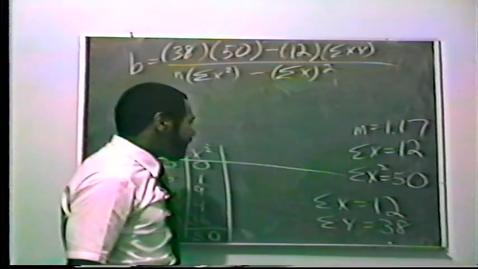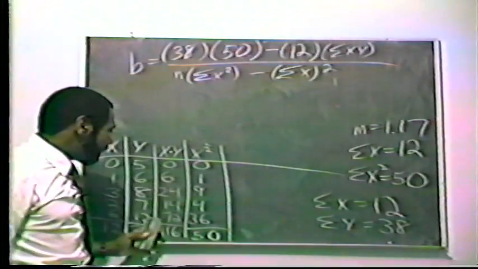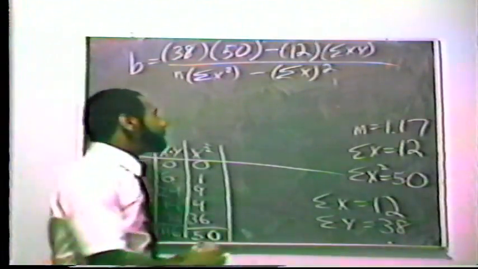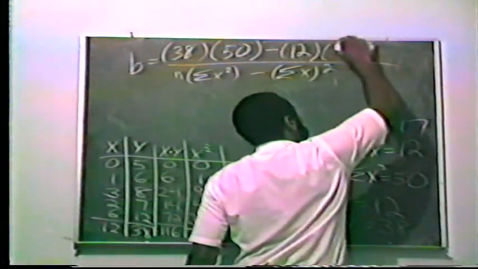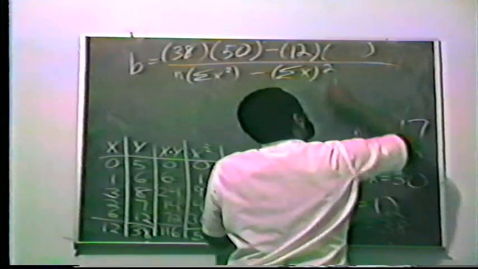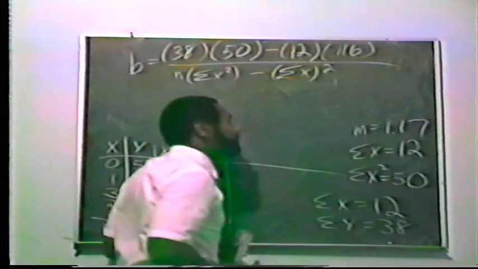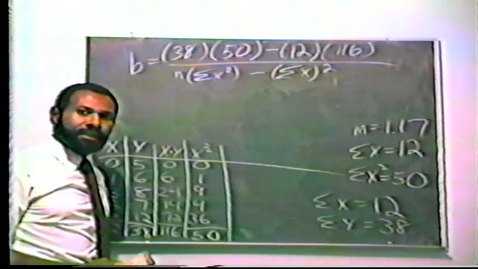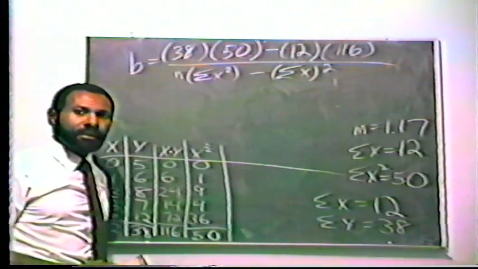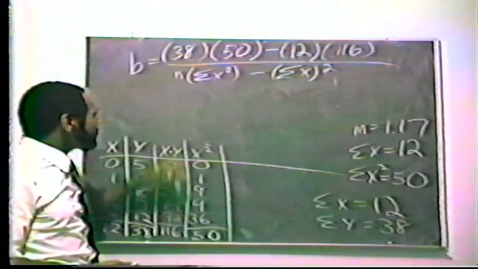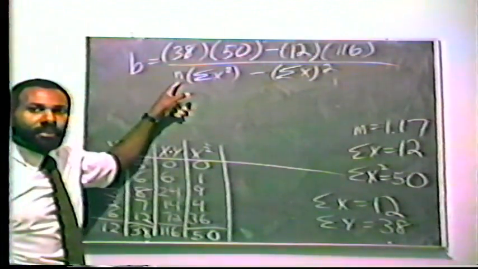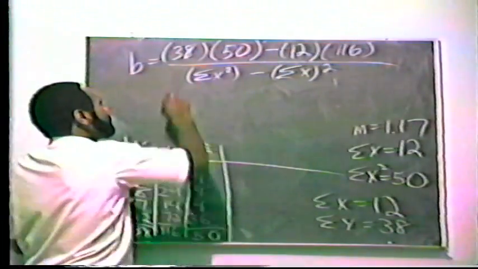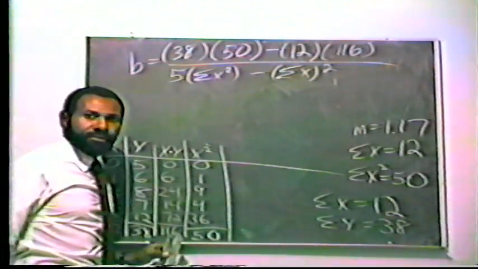The summation of x times y we found was 116. So all we have to do is substitute 116 in the formula instead of the summation of x times y. Next we look at the denominator. In the denominator, the first thing we see here is n, the number of pairs. We had a total of 5 pairs of numbers.